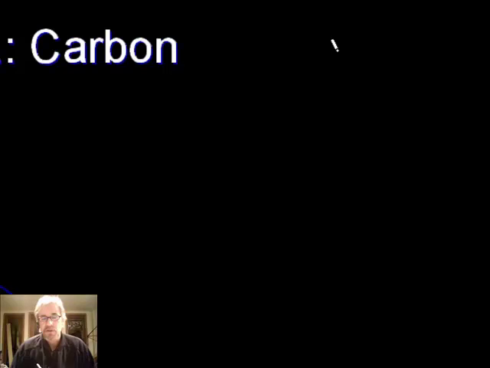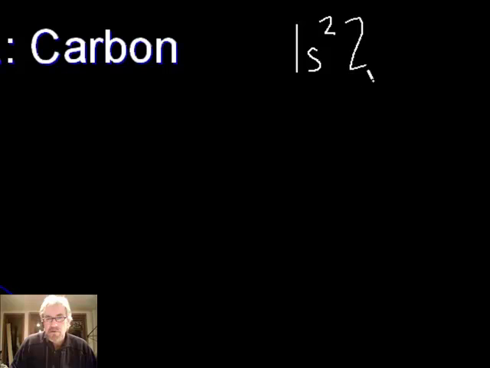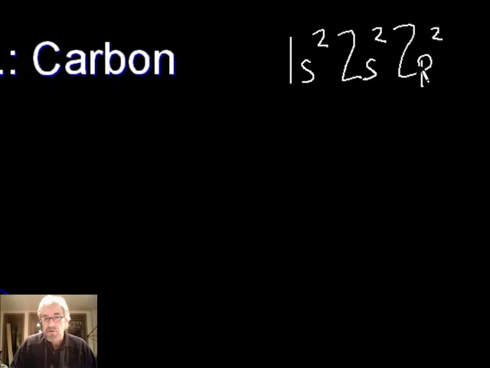Carbon. Well, if you recall, carbon has 6 electrons. The first 2 of them went in the 1s subshell. s's can contain up to 2. The second 2 had to go in the 2s subshell. And then that was full. The next energy subshell was the 2p. And so the remaining 2 electrons to get up to 6 had to go there. So that's the electron configuration for carbon.